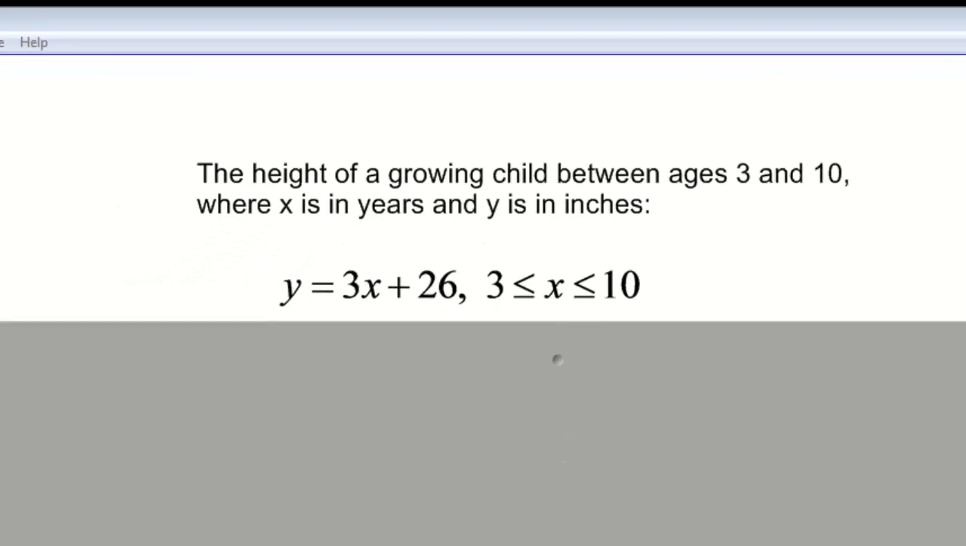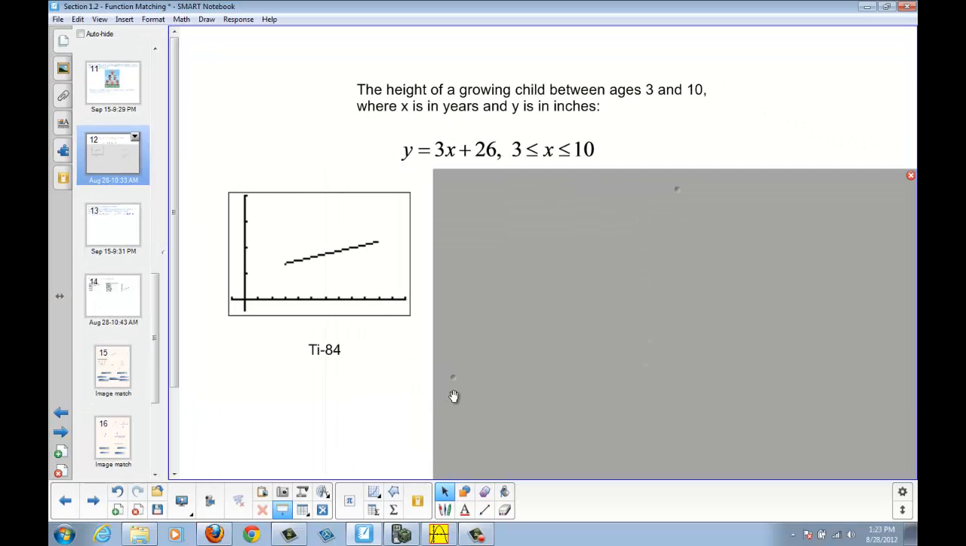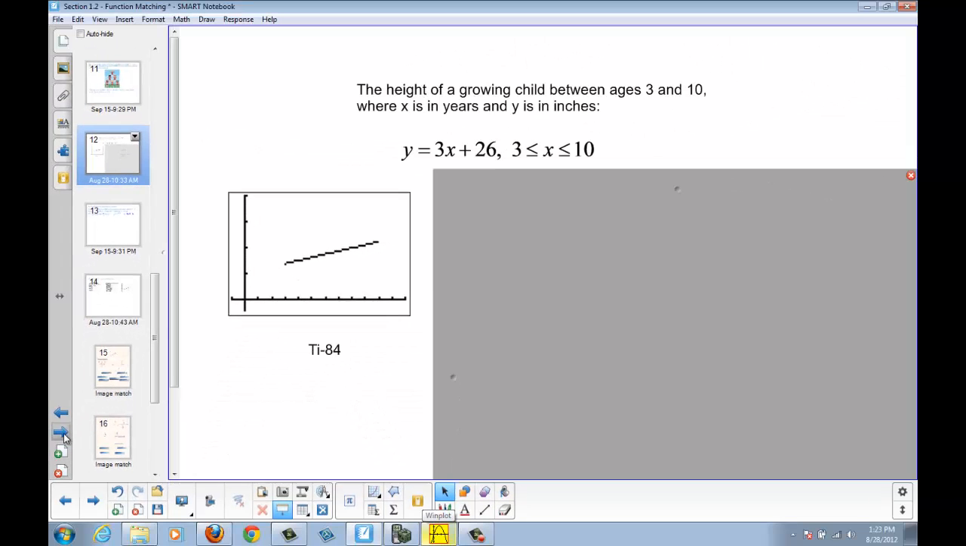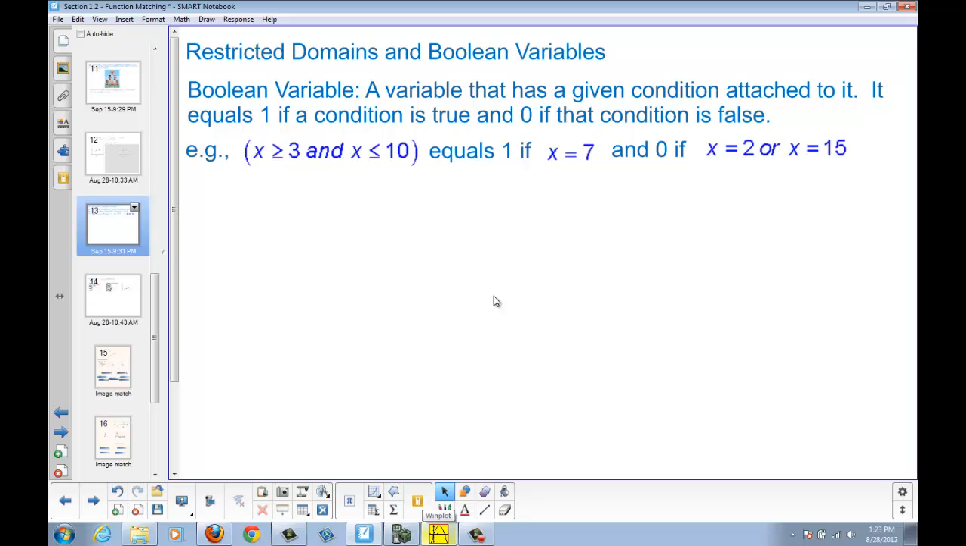Now, if we were going to graph that, the graph would look something like this, where we see a line only for the values of x between 3 and 10. To be able to do this in our TI-84, we're going to take advantage of what's known as a Boolean variable. A Boolean variable has two values, 1 or 0. And those two values occur when the condition that's being used for the Boolean variable is true or false. So if the condition is true, then the Boolean variable has a value of 1. And if the condition is false, the Boolean variable has a value of 0.